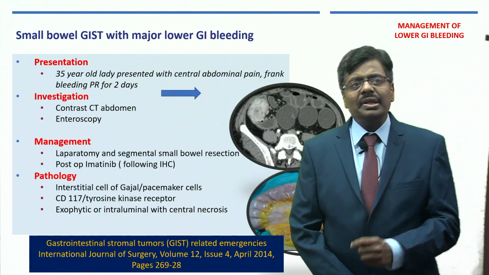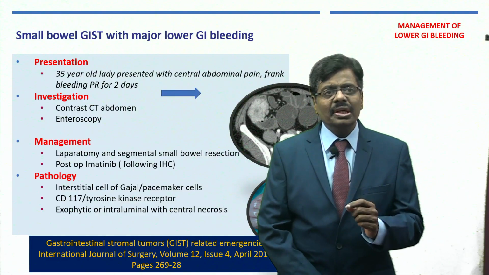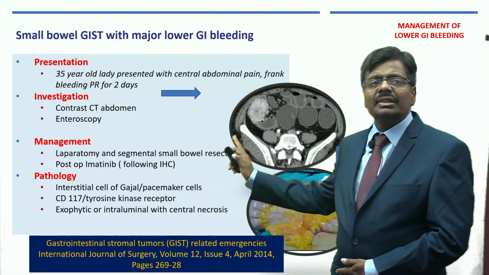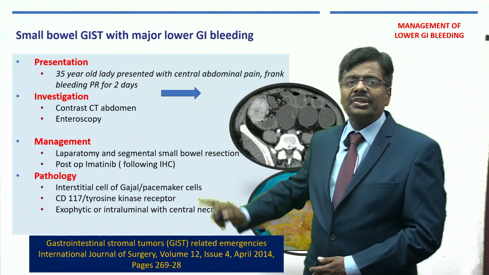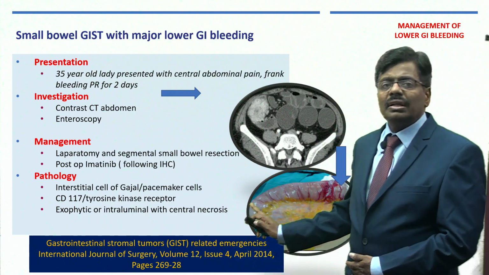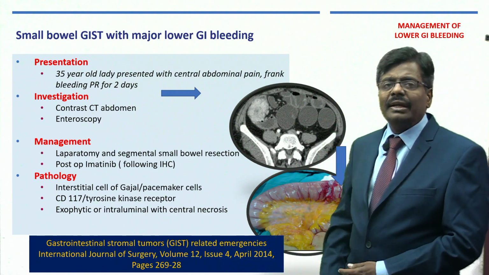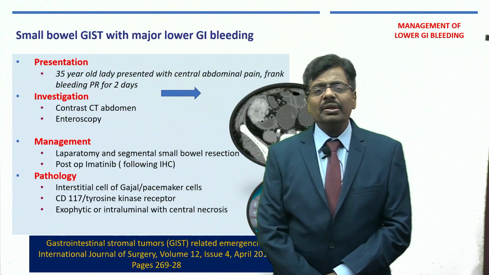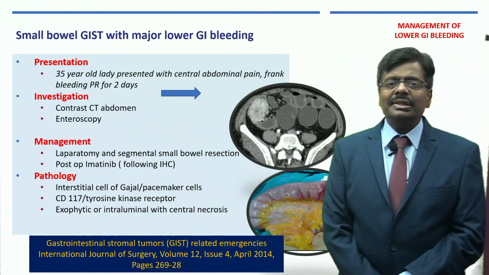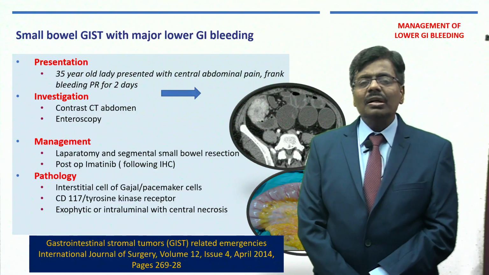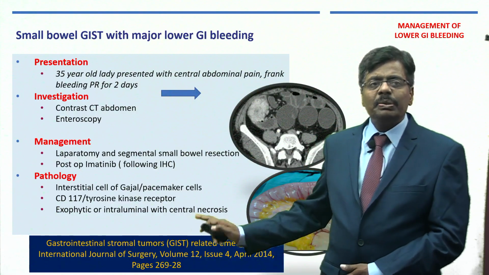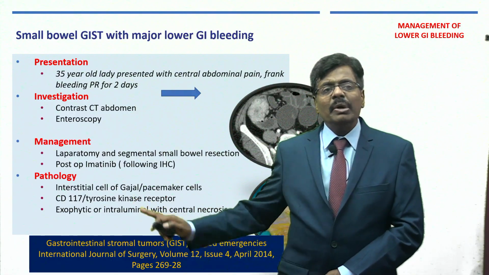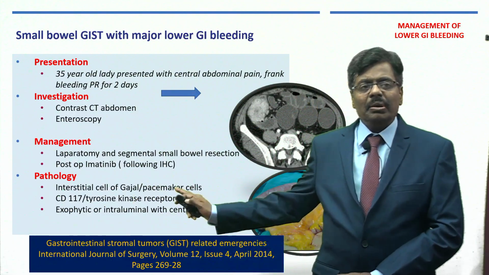Coming to another interesting case we had recently, a small bowel GIST in a young lady presenting with frank blood PR for 2 days. When we did a CT, it showed a classical lesion in the distal small bowel, and at laparotomy we were able to find exactly a GIST tumor, and we were able to do resection. But sometimes you can make the diagnosis by enteroscopy also. A laparoscopy-assisted segmental small bowel resection or laparotomy may be required in these people. When proved to be a GIST with all the immunocytochemistry, they might require post-op imatinib.